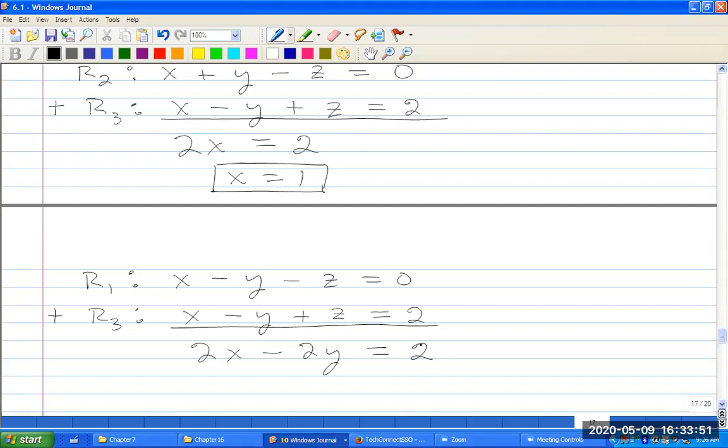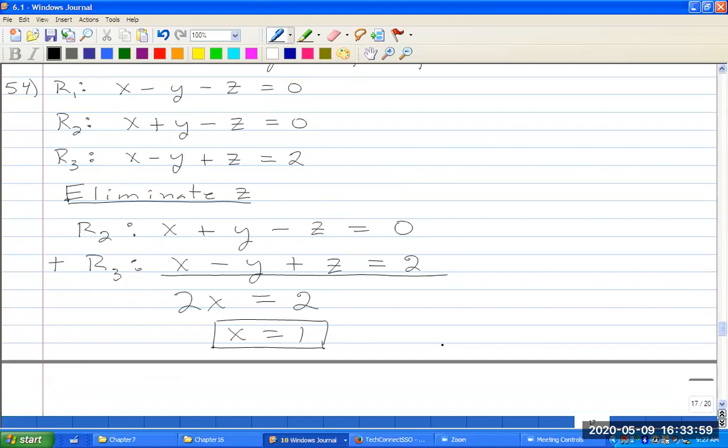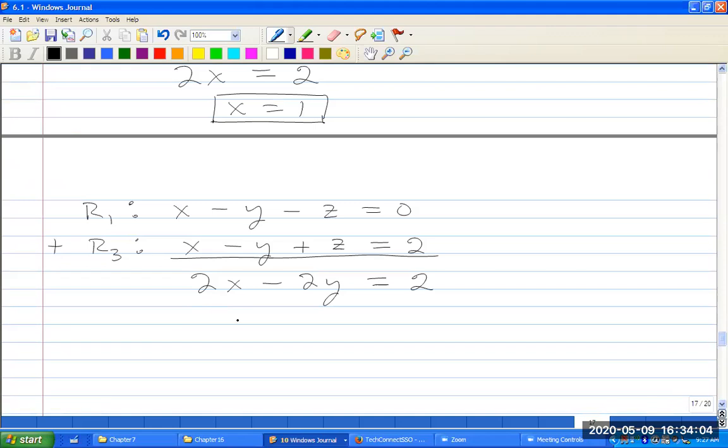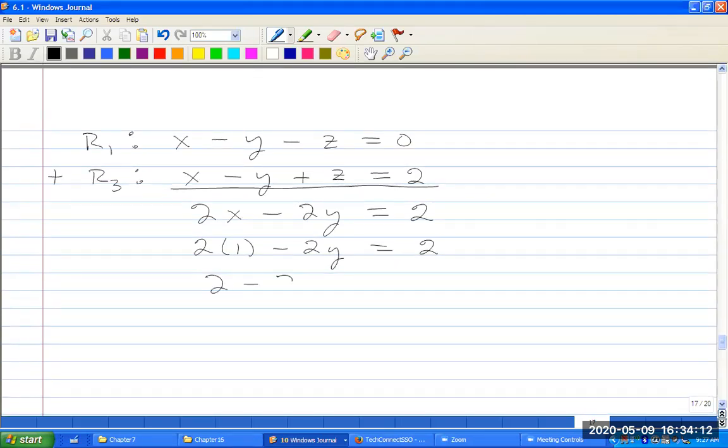But recall that x is 1. And so I have 2 times 1 minus 2y is equal to 2. And so 2 minus 2y is 2. Subtract 2 from both sides of my equation. And so negative 2y is equal to 0. Divide by negative 2, so y is equal to 0.